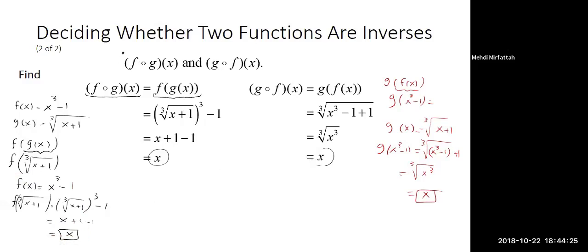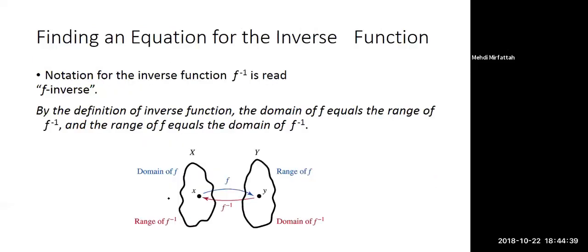If the composition of f with respect to g of x and the composition of g with respect to f of x turn out to be equal to x, then we conclude that they are inverses of each other. So they are. The notation of the inverse function is f to the power of minus 1, but that means inverse. You read it as f inverse. By the definition of the inverse function, the domain of f is equal to the range of its inverse and the range of f is equal to the domain of its inverse.